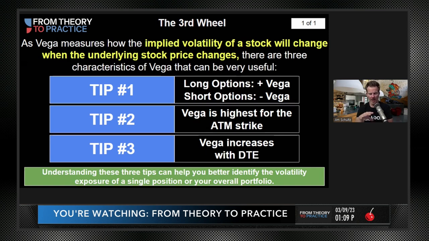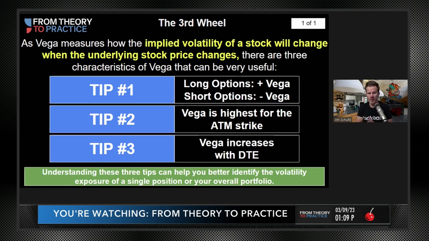Okay. Short options are negative Vega, which simply means that short option holders want volatility to fall. They want volatility to go down. They want volatility to contract. And they want this to happen because lower volatility leads to lower option prices, which is what you want when you sell an option, right? You sell high and then buy low. That's the basic idea behind selling options.